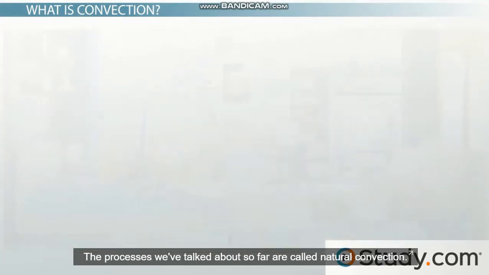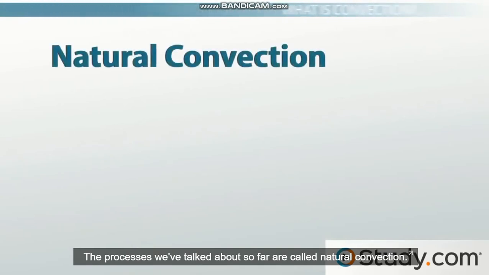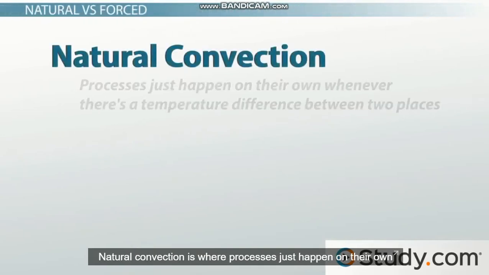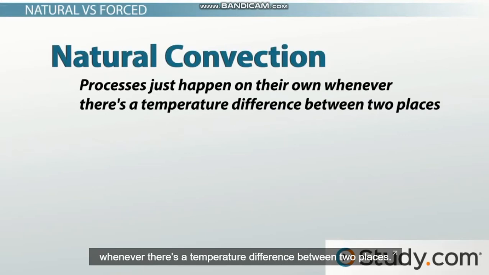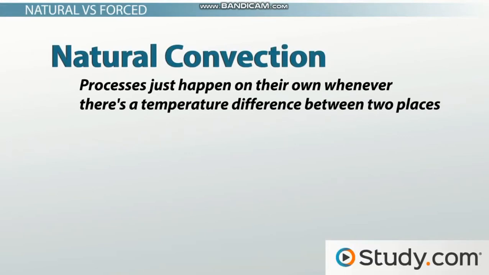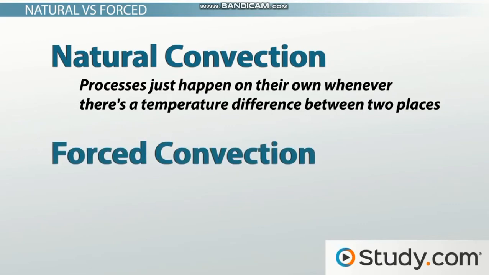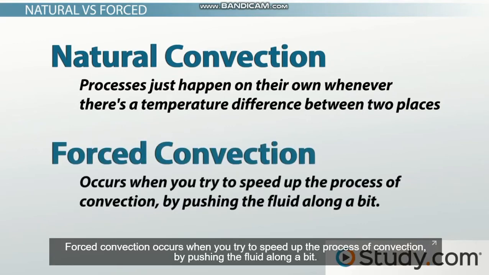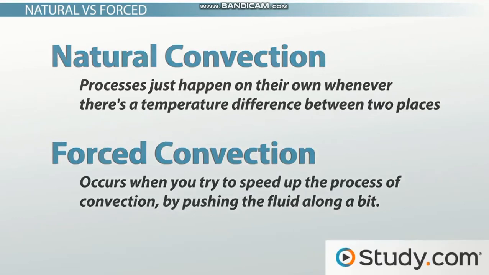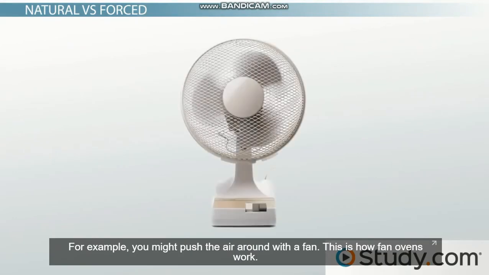The processes we talked about so far are called natural convection. Natural convection is where processes just happen on their own whenever there's a temperature difference between two places. But there's another kind of convection called forced convection. Forced convection occurs when you try to speed up the process of convection by pushing the fluid along a bit. For example, you might push the air around with a fan. This is how fan ovens work.